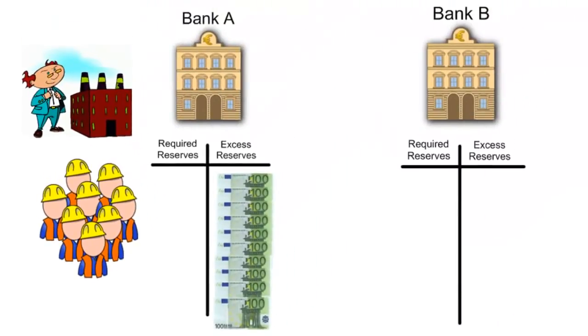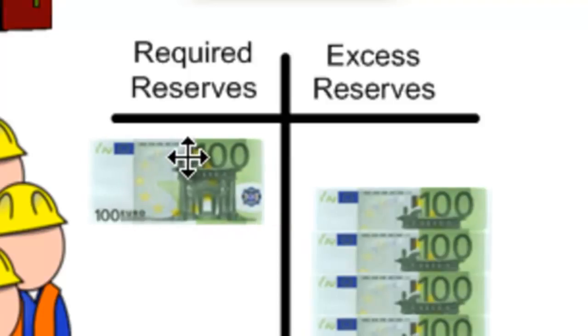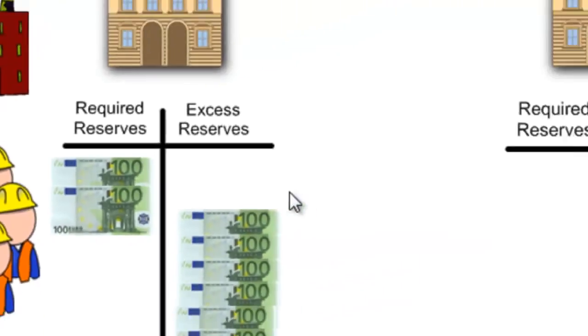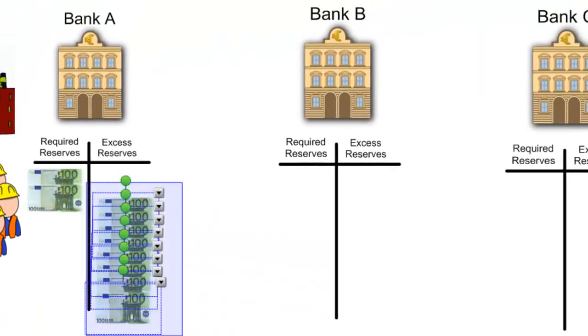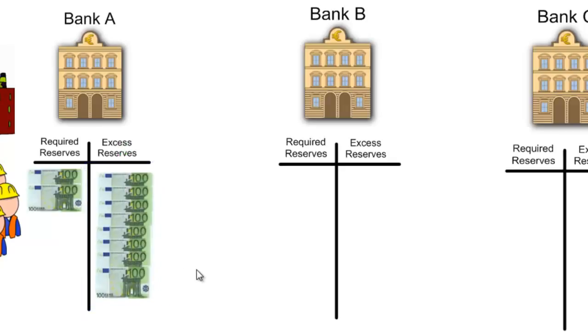So we have 1,000 euros that has been deposited from the workers earning the money due to the production of the goods in this factory. Of this 1,000 euros, 200 euros must be kept on reserve at the bank. So we'll move 200 euros over here. Now this leaves 800 euros, which this commercial bank has in its excess reserves. The question is, what will the commercial bank wish to do with these 800 euros of reserves?